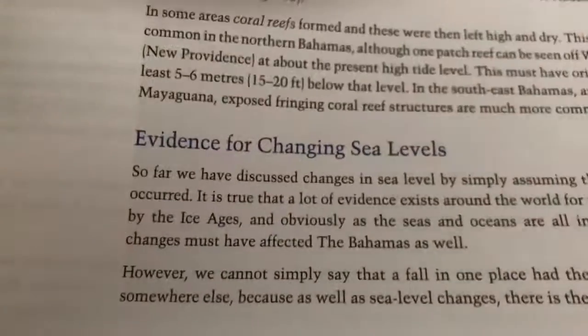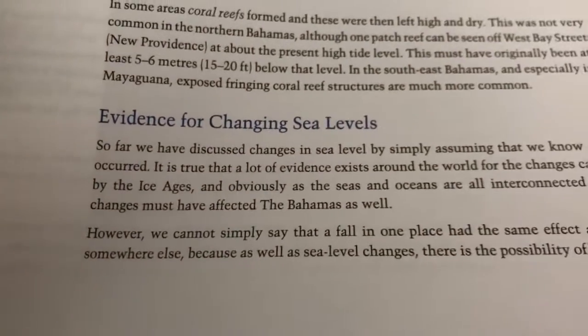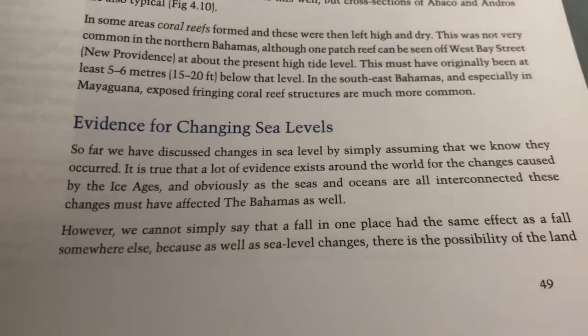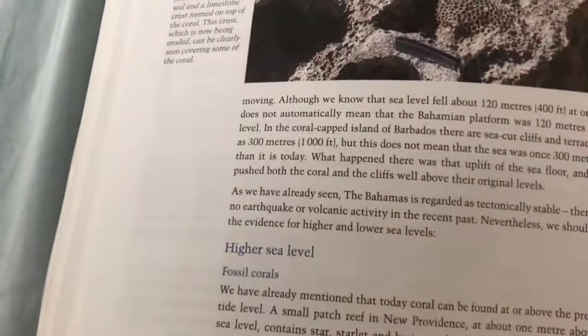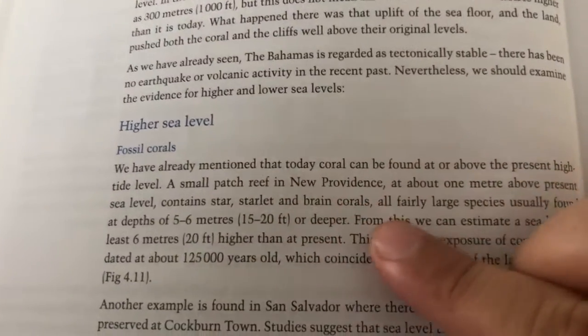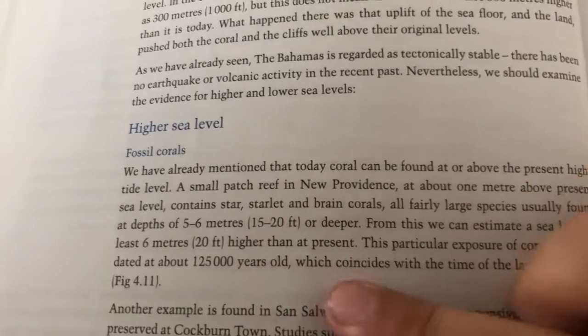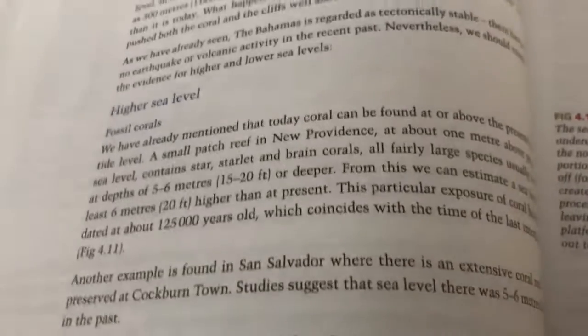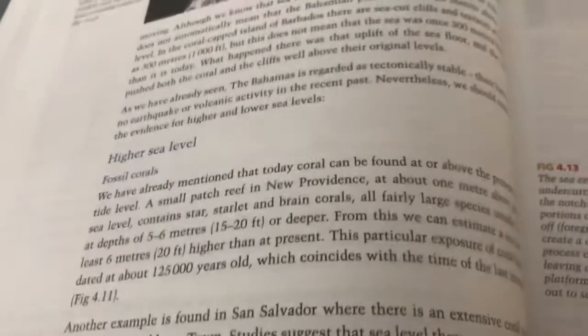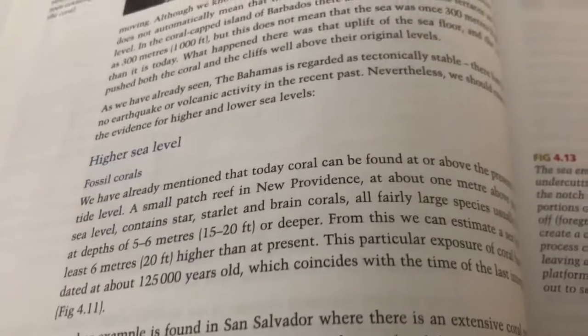how do we know that there's been sea level change? There are different ways of knowing. One is these fossil corals. We've got a small patch of coral reef that is about 5 to 6 meters above sea level, which we can find in New Providence, which shows that at one point that used to be under the sea.